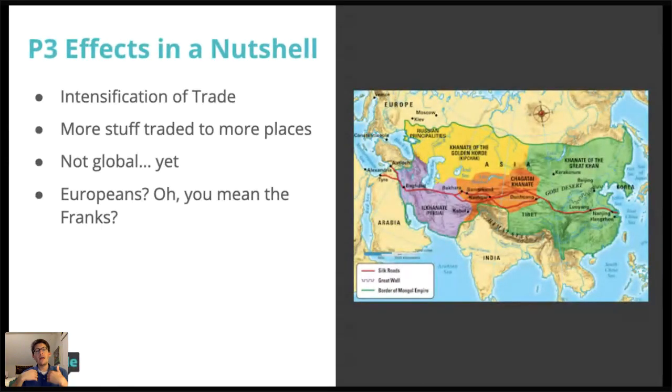One thing that we see is that trade intensifies in this time period, meaning more people are trading and they're trading more goods. And they're trading goods to more places, right? We're seeing the expansion of trade. Trade is something that has always defined humanity, and it's a theme of history. It's constantly expanding more and more. And that's what we see from 600 to 1450, starting with the rise of Islam and going all the way till after the Mongols are in charge, all the way to when Europeans start to explore. It's continued to expand. More stuff traded to more places.